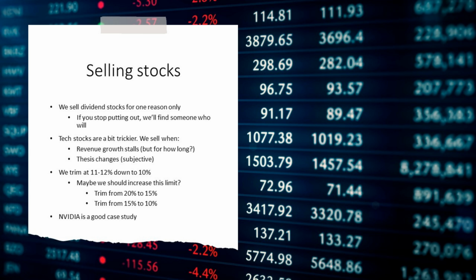We trim in our portfolio at around 11 to 12% weighting. We trim that down to 10%. We've had some internal conversations about whether or not to increase this limit. So, for example, maybe we raise it to 20 and trim from 20% down to 15, or we let an asset run until 15 and trim it down to 10. I think NVIDIA is a good case study to look at trimming. We've been trimming NVIDIA for a long time and have reaped quite a few rewards from that stock. It's still currently our largest tech holding.